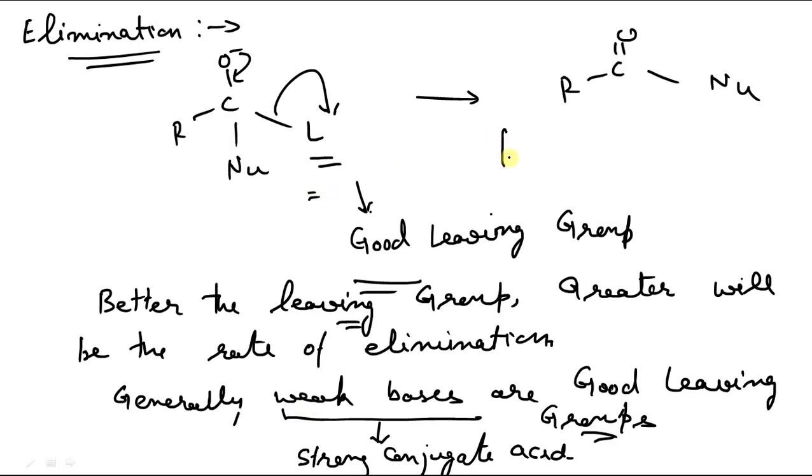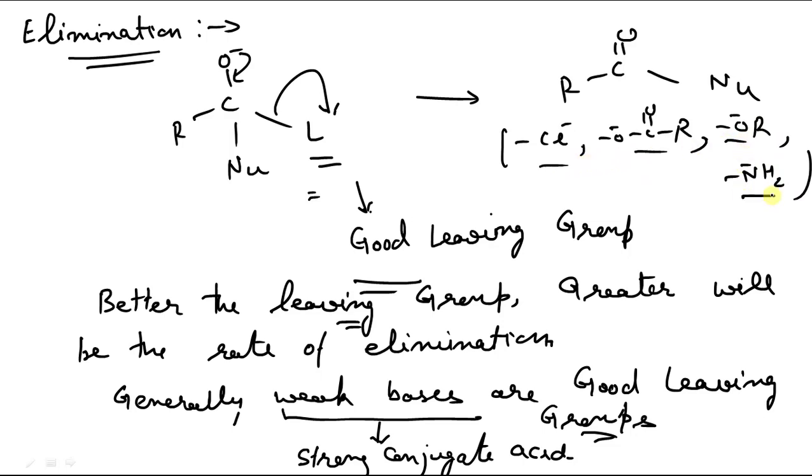Now Cl negative is the weakest base, so that is why it is a good leaving group. Then we have this carboxylate group, because their acids are strong. HCl is a very strong acid, so Cl negative is a weak conjugate base. This is OCOR, carboxylate anion, it is a weak base. Then we have alkoxide, then we have amido. That I will discuss when I discuss their relative reactivity in another lecture. Just remember here that weak bases are good leaving groups.